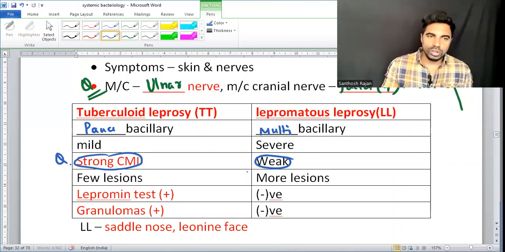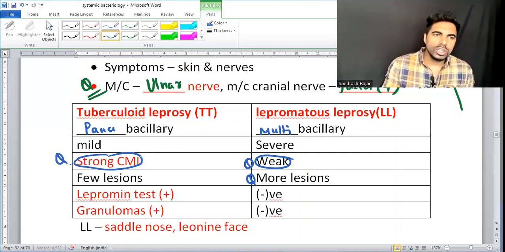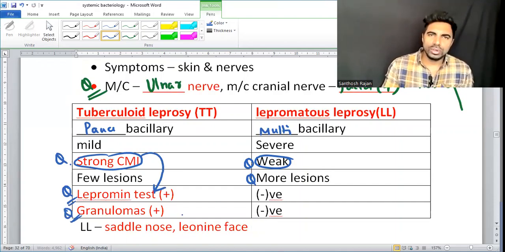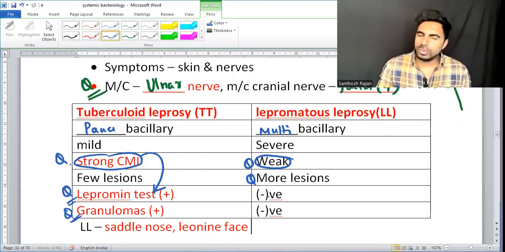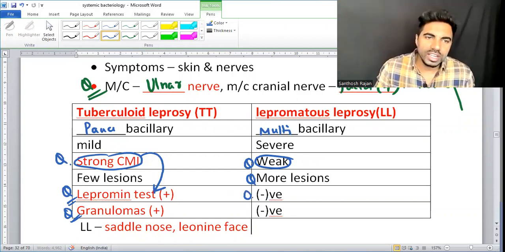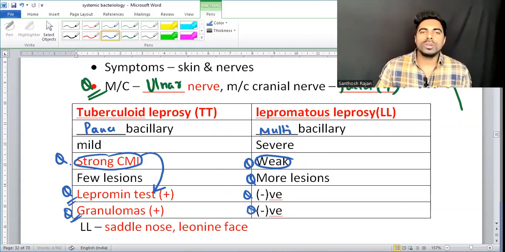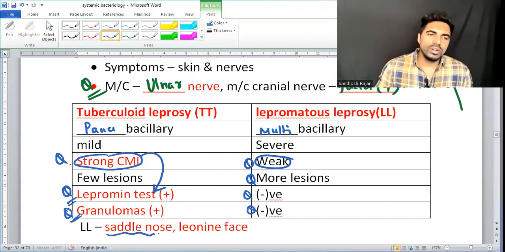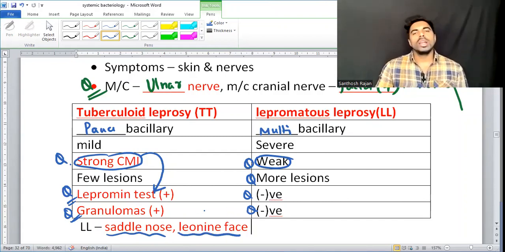Few lesions in one, more lesions in the other, obvious. What about the lepromin test? Positive, because cell-mediated immunity is higher, so the lepromin test will be positive. And granuloma is also seen, with multinucleated giant cells. Those will be seen in this form only. In lepromatous, immunity is low, so the lepromin test will be negative. This was a question: lepromin is negative in lepromatous leprosy and granuloma is also negative. In the LL form, we have the saddle nose and leonine face. I will show you the picture now. These are common in lepromatous leprosy.